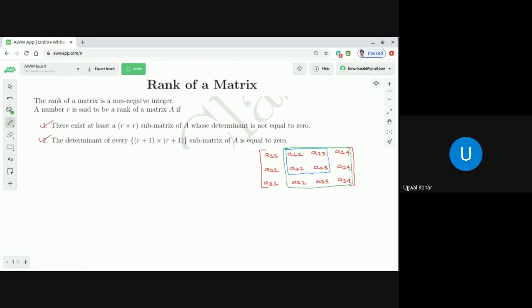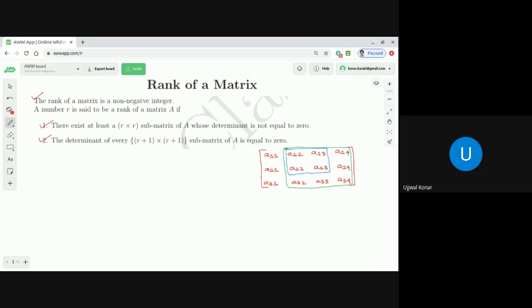I hope it is clear, dear students. So let me repeat once more. The rank of a matrix is a non-negative integer. That is the first statement. And the second statement, dear students, is that a number R is said to be the rank of a matrix if there exists at least an R cross R submatrix of A whose determinant is not equal to 0. And the second one is that every R plus 1 cross R plus 1 submatrix of A should have determinant equal to 0. Then you can say the rank of this matrix is R.